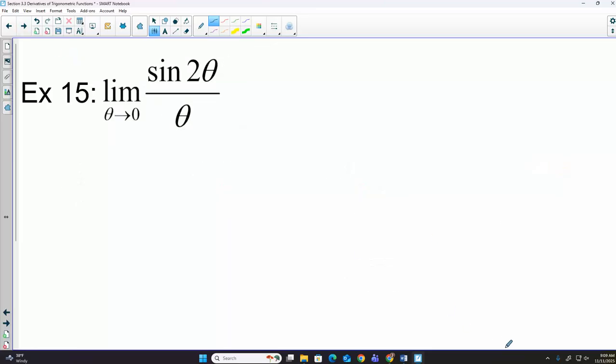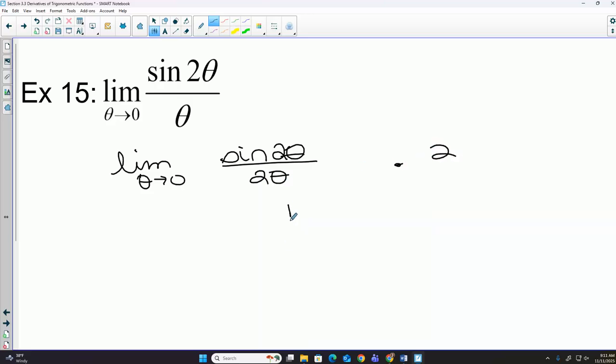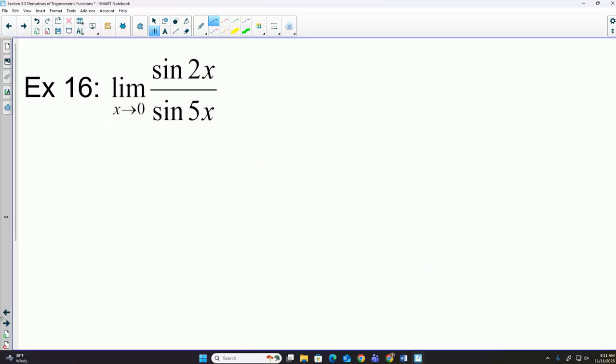You guys doing? This is the best ever. So you have to have a 2 theta on the bottom, which means you need another 2 on top. So 1 times 2 is 1. All right, let's try this one.